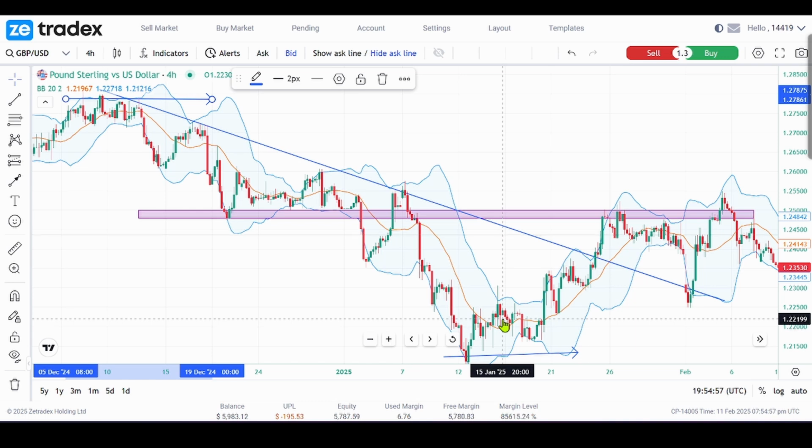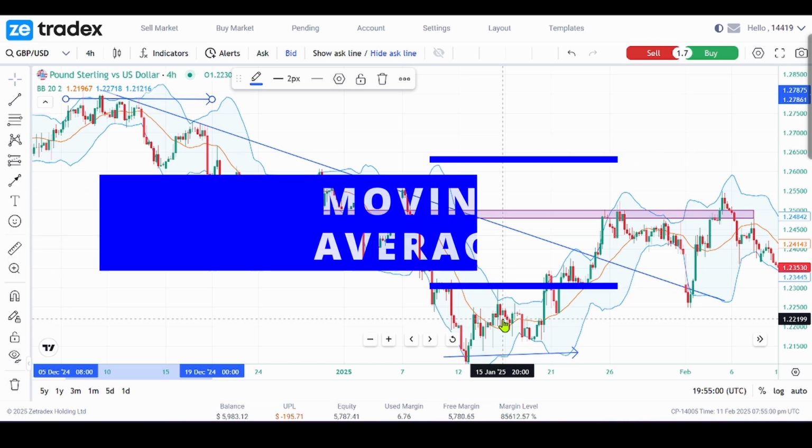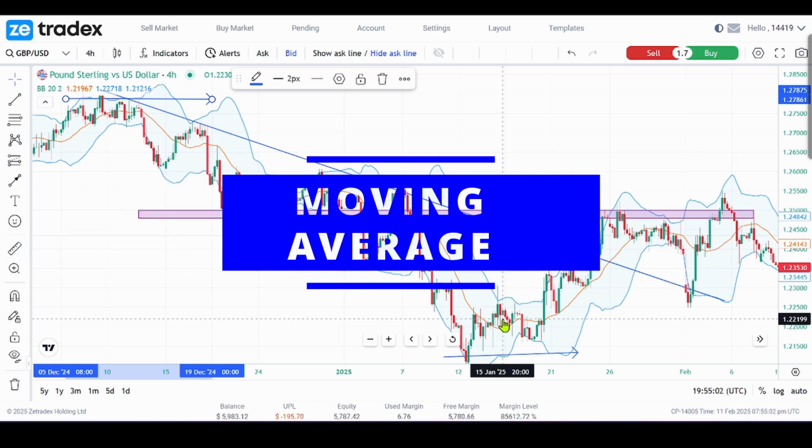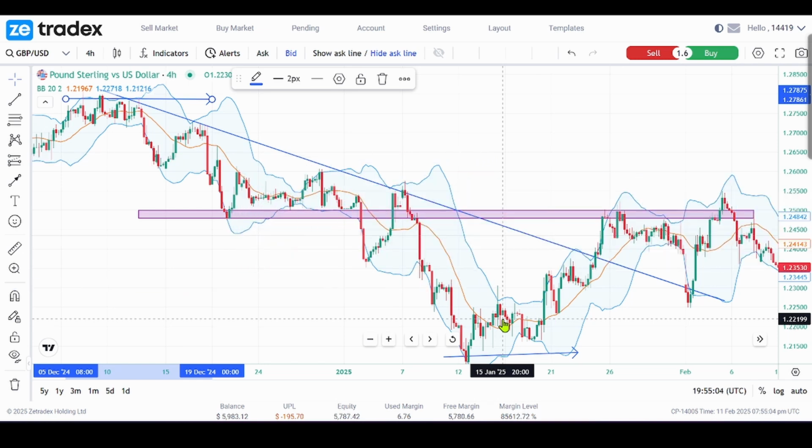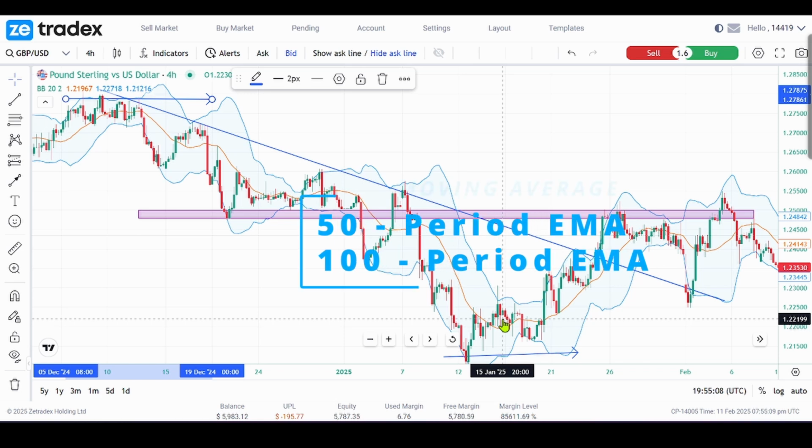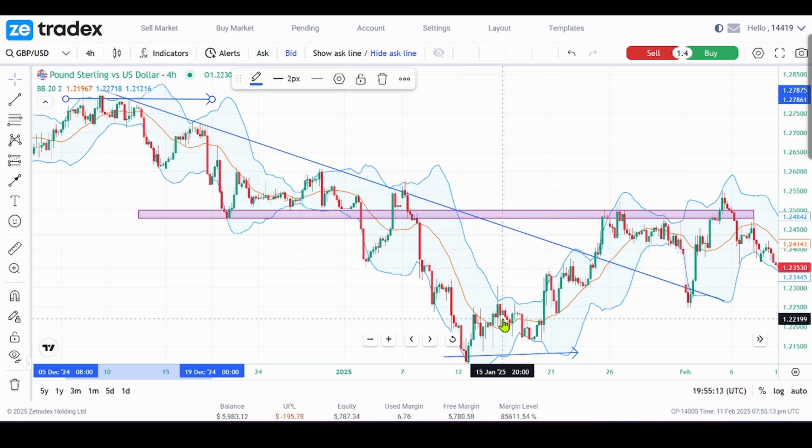The next indicator that we shall be using is called the moving average. This indicator will help us identify the entry and the exit points. We shall be using 50 period EMA and 100 period EMA. Let's add these indicators.